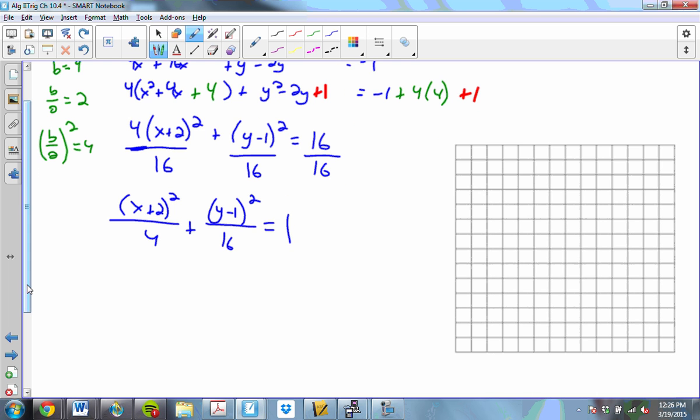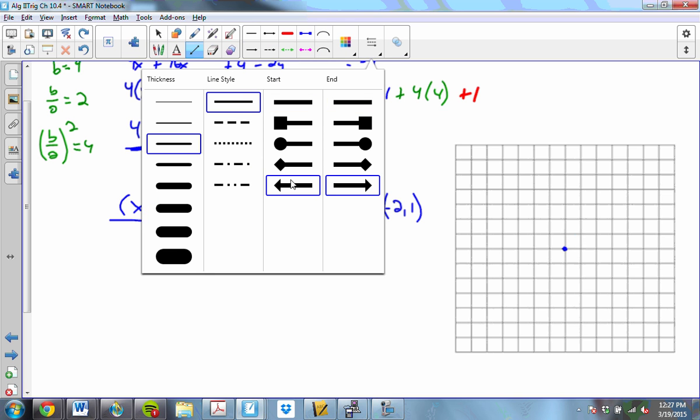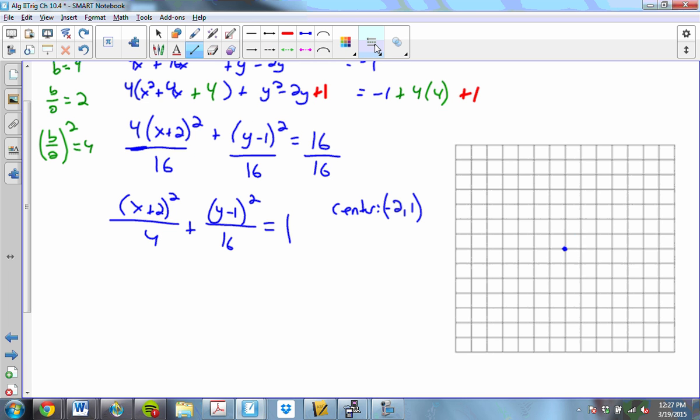Now I can graph this. I have an a, b, h, and k. My center is going to be at the point (-2, 1). So what I do is I just take that center and put it in the middle of my grid, and then I build everything around that. So I put an x-axis here, and a y-axis here. There's the point (-2, 1). That's the center of my graph, of my ellipse.